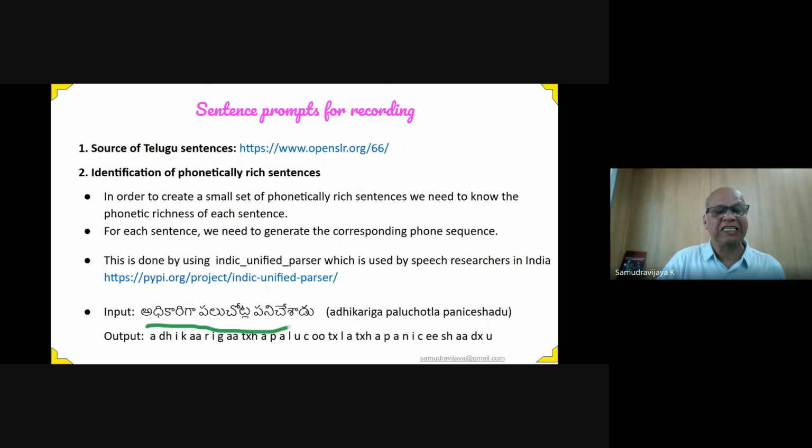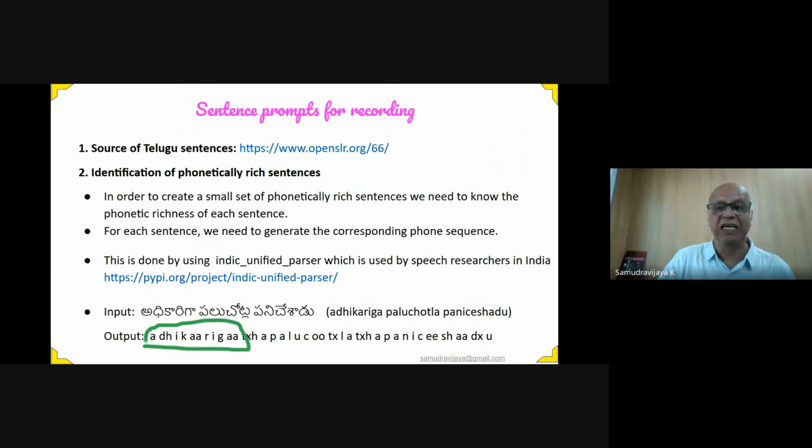So here is an example. This is a Telugu sentence which has 3 words. I can barely read this sentence, but many of you may not be able to read it. Therefore, I have written the corresponding English version here. The 3 words are adhikariga, paluchotla, panicheshadu. Okay, so I am reading it. Now this unified parser takes up each word and writes the corresponding sequence of phones.